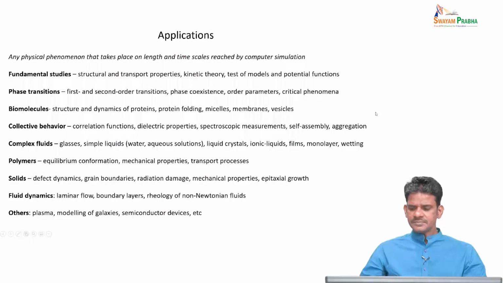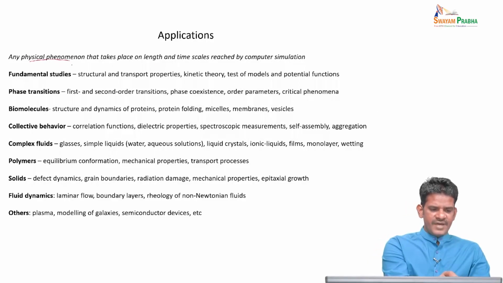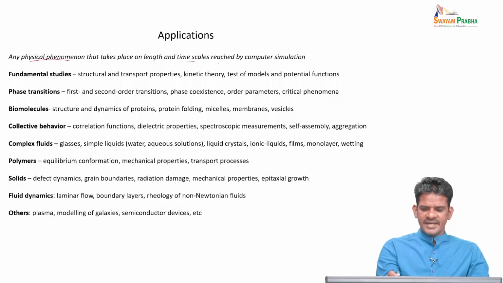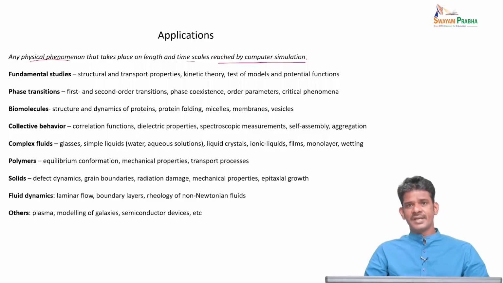Now, here I have given a summary of various fields in which computer simulation has been used, and all these examples are taken keeping in mind that these physical phenomena take place on length scales and time scales that can be reached by computer simulations. Typically as of now, even though we have all these powerful computers, doing atomistic or molecular dynamics simulations beyond microsecond is still limiting. Similarly, the length scale you can go is up to tens of micrometers, if not beyond. In the future, with much more powerful computers, we may be able to push this boundary to larger time scales and larger length scales as well.